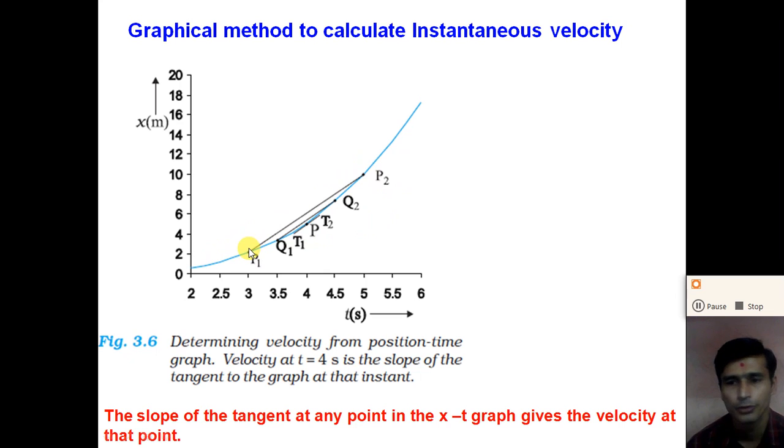So now if you find the slope of the line P1 P2, it is the average velocity of the object between t equal to 3 and t equal to 5 seconds. So we can easily calculate the average velocity of the object by calculating the slope of the line P1 P2, right? But it is not the instantaneous velocity at t equal to 4 second. We cannot say the velocity at t equal to 4 second is the average velocity between 3 and 5 second, right?